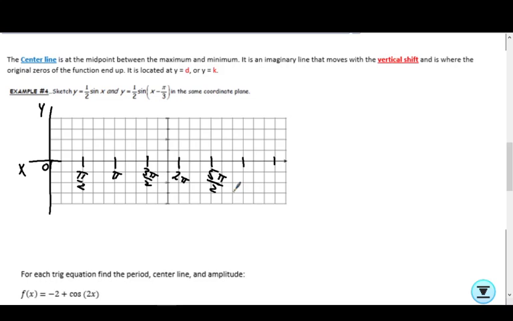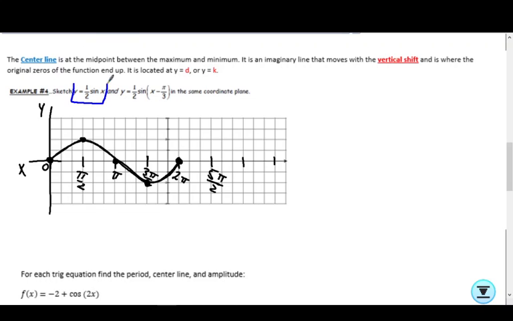And again, before I draw any transformed function, I draw my parent function first. Since I'm dealing with sine, sine starts at 0, 0, then is at pi over 2, 1, pi, 0, 3 pi over 2, negative 1, 2 pi, 0. So my parent function looks like this. I'm going to be using 2 different colors to show my different transformations. So there's my parent function.